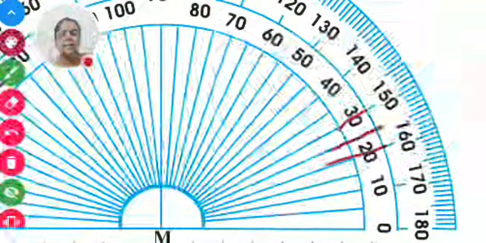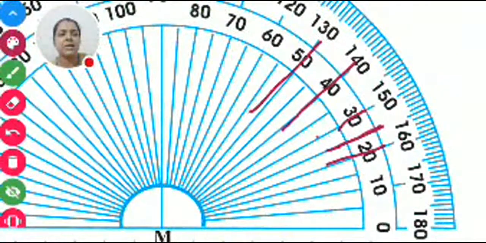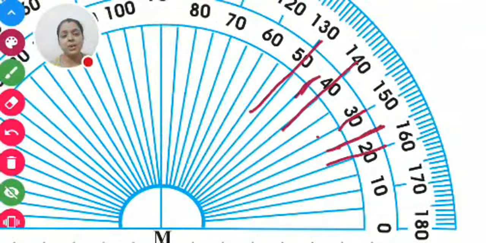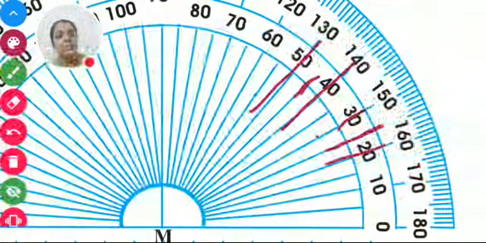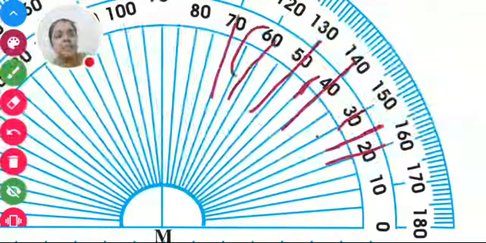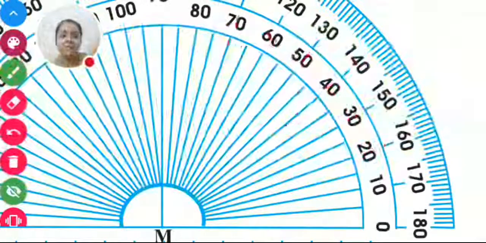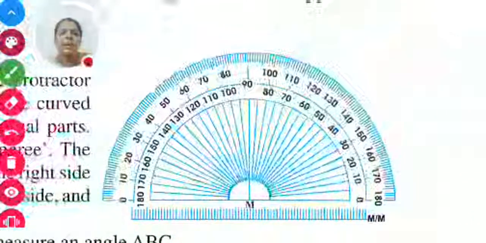Between this 30 and 20 we have a line as well, right? Between 50 and 40, between that comes a line here. What exactly is it? It is 45. Between 30 and 20 comes in the center, this is 25. This comes between 60 and 70, so in the center is 65. So this is the way we can find out using the protractor.